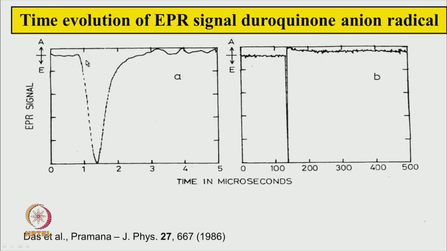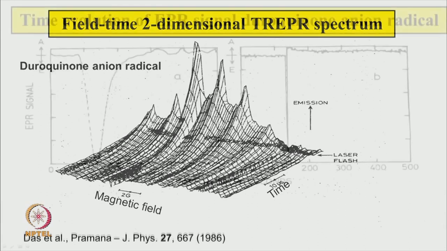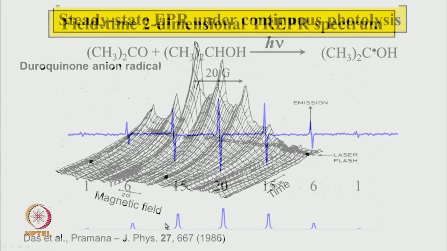Here is an example. Again the duroquinone signal as a function of time forms in the negative direction, then slowly goes to near zero. This time is of the order of a few microseconds. If you increase the time scale to several hundred microseconds, one can clearly see that the signal first starts emissive, then goes to absorptive and then goes to zero. So presumably something is happening here, and then the radical is decaying in this fashion. This is the two-dimensional spectrum one can create by getting similar spectra at different magnetic fields, so one axis is the magnetic field axis and the other is the time axis.